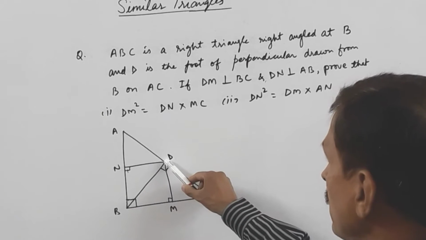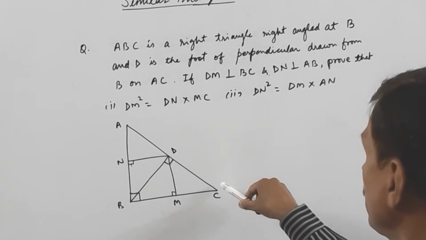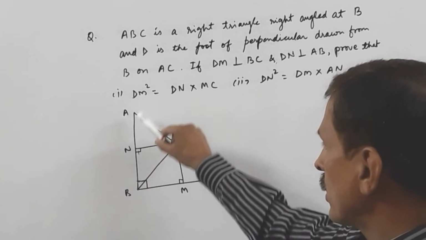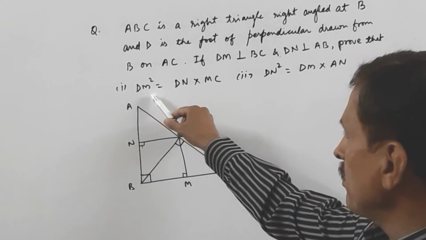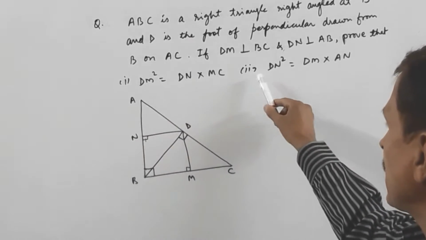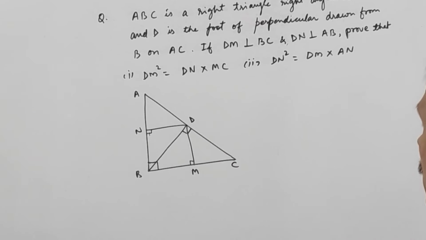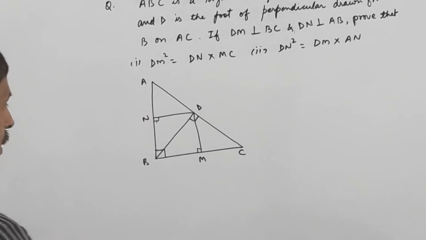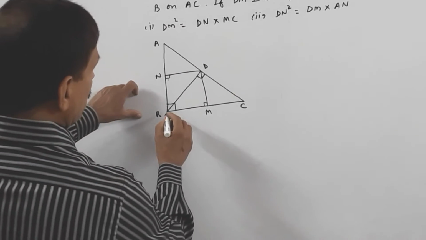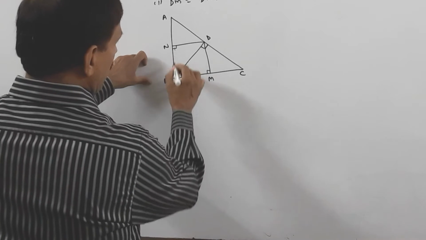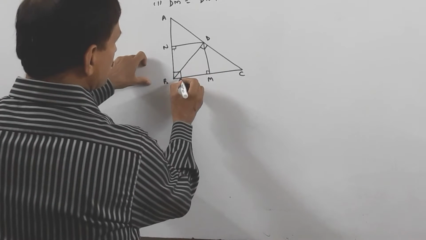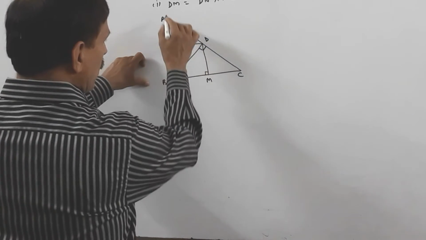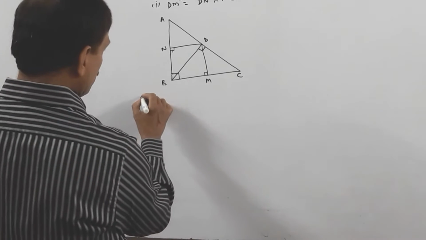In this question, ABC is a right angle at B, and D is the foot of the perpendicular from B on AC. If DM perpendicular to BC and DN perpendicular to AB, prove DM square is equal to DN into MC, and second part DN square is equal to DM into AN. Now, given in ABC this is right angle, BD perpendicular, DM perpendicular on BC, DN perpendicular on AB. Thus, we start the proof.